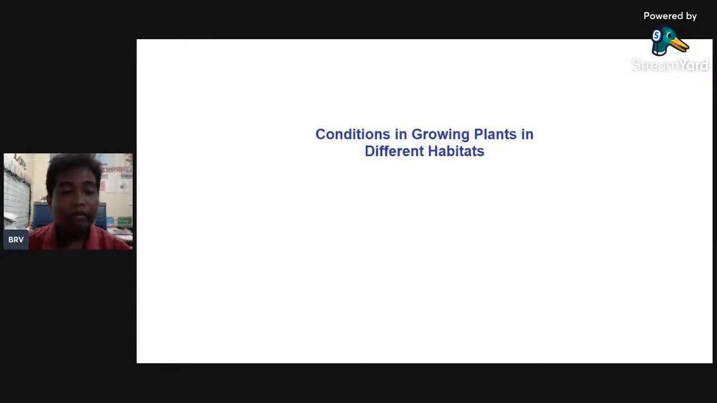Okay, good day everyone. Today we're going to have this topic: conditions in growing plants in different habitats. We know that plants live in different places, in different habitats. So what are the conditions that they undergo?